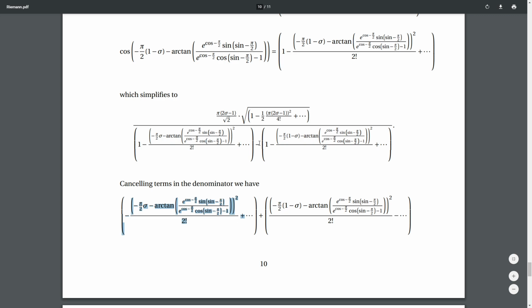Minus a minus, so plus x squared over 2 factorial and so forth. Here we've flipped the signs, right? So this is minus and plus, and then within the second one, because of this minus sign, we flipped the sign, so that is plus and then minus, right? And so they continue to alternate in that fashion.